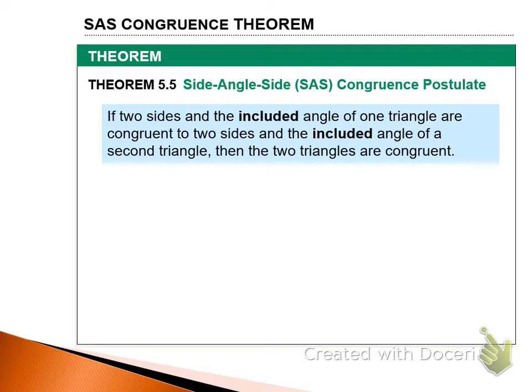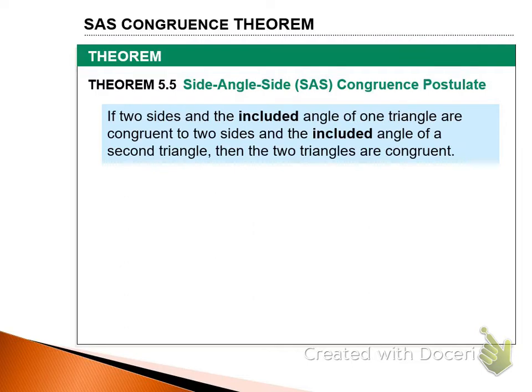We're going to read it together, and then I'll explain it to you. So if two sides, so your first blank is 2. If two sides and the included angle of one triangle are congruent to the two sides and included angle of a second triangle, then the two triangles are congruent. That was a lot, but it's not a lot.